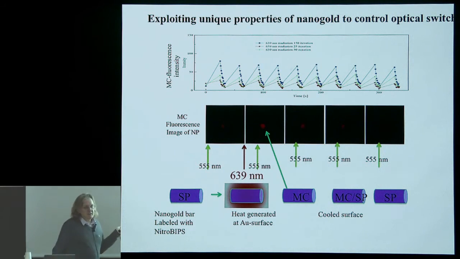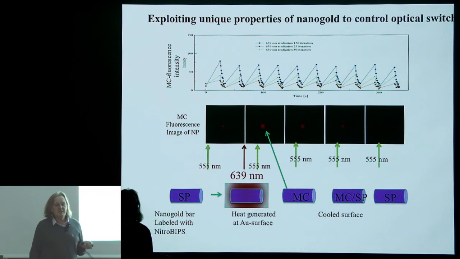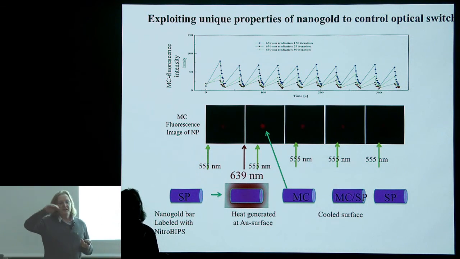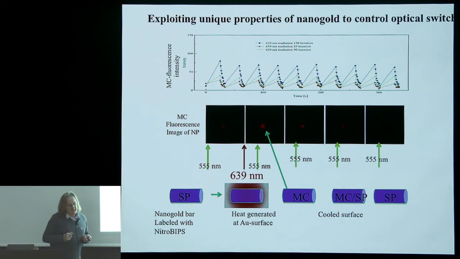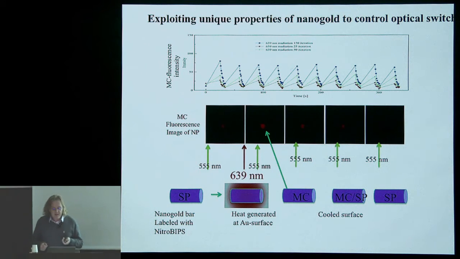So we're not going into the excited state here. Everything's done in the ground state. We're overcoming that energy barrier from the spiro to merocyanine in the ground state by optical heating of the gold nanobar.